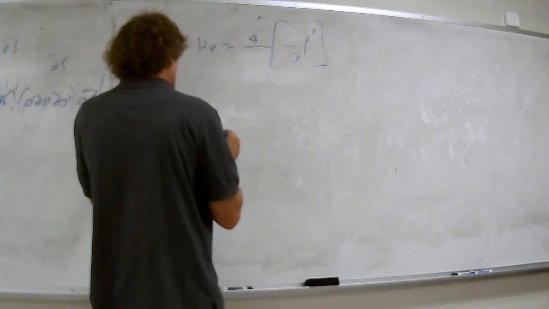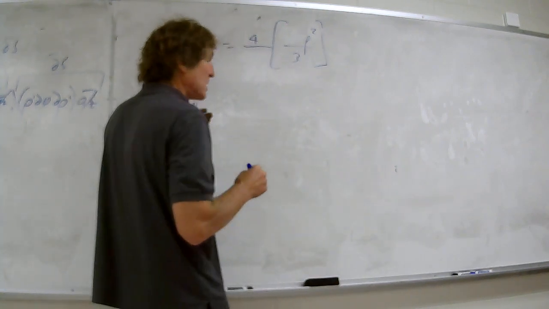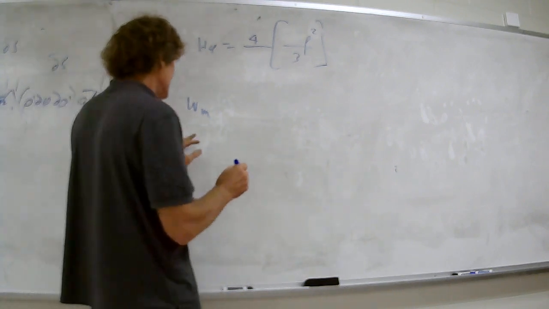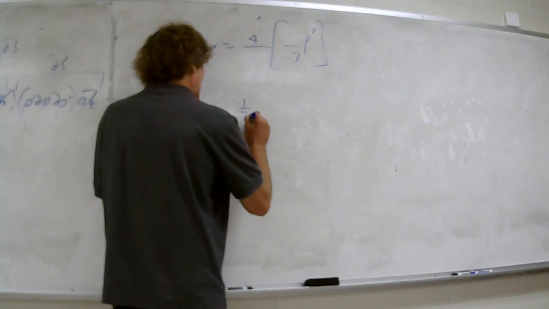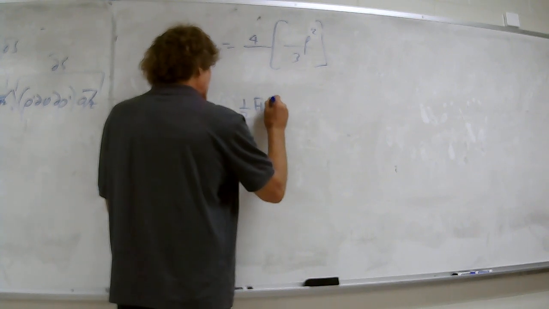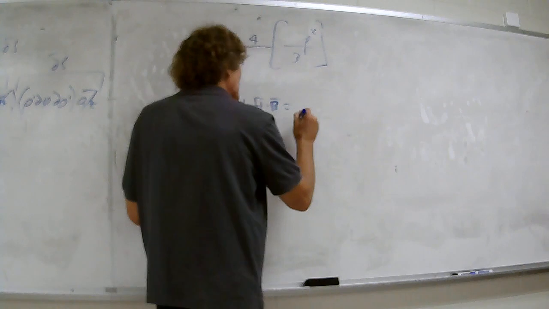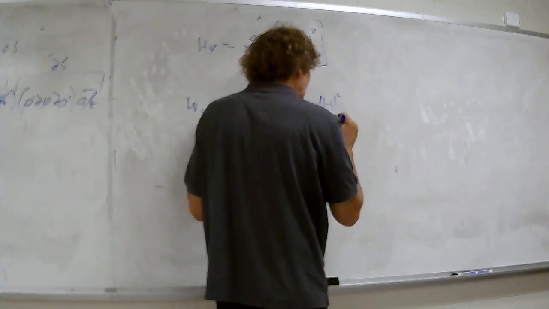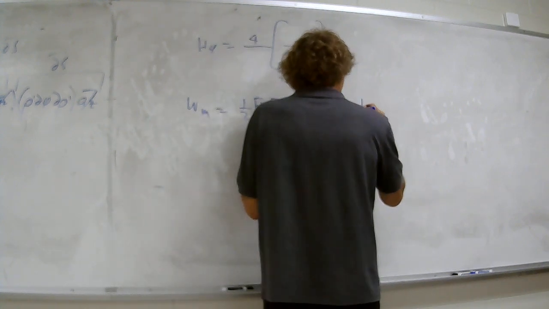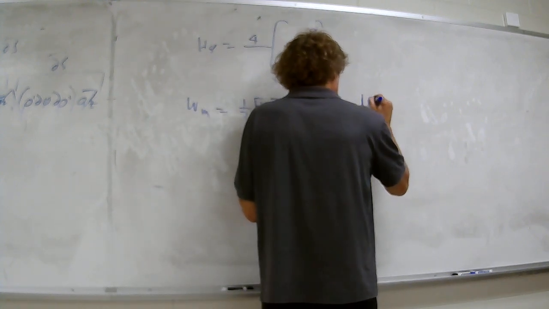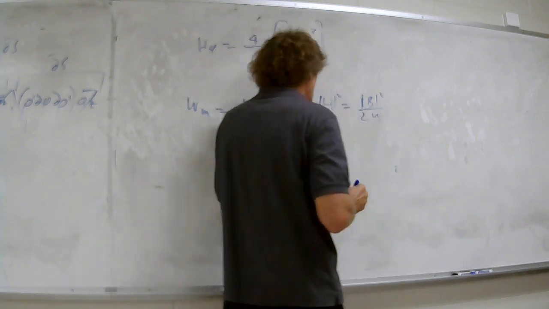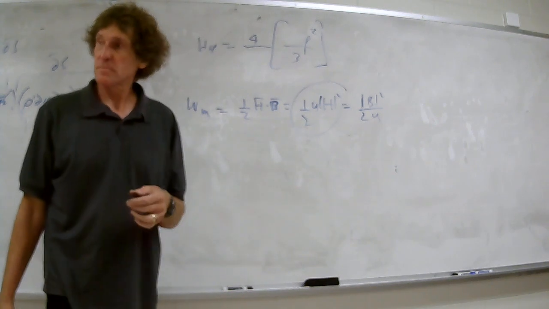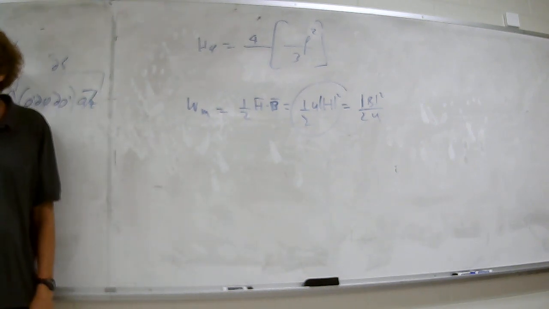So now we get the energy density. I don't know if you did it this way, but I'm going to do it this way. What's the magnetic energy density? It's 1/2 H dot B is one way, or it's 1/2 mu magnitude of H squared is another way, or 1/2 magnitude of B squared over mu is another way. I'm going to do it this way. They're all the same. Do you agree with this, class? Can you see it?